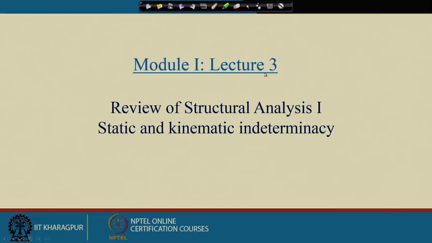Welcome to the third lecture on matrix method of structural analysis. What we have been doing is revisiting some of the basic concepts in structural analysis that you already had in previous semester.